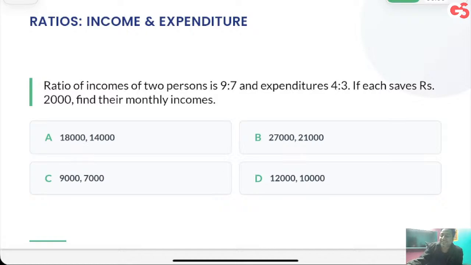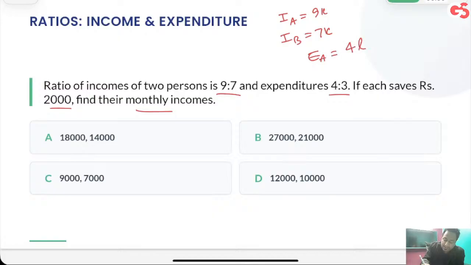Okay Ritu, this is why 421 was given, so that you would get confused and make a mistake. Understand the point, don't do that in the exam. Ratio of income of two persons is 9 to 7, expenditure is 4 to 3, each saves 2000, find their monthly incomes. Let the persons be A and B. Income of A will be 9K and that of B will be 7K. Expenditure of A will be 4L and that of B will be 3L. Each saves 2000.